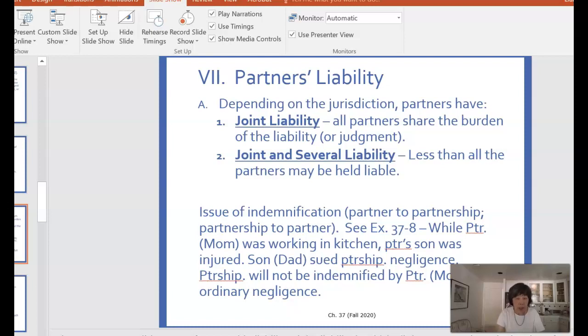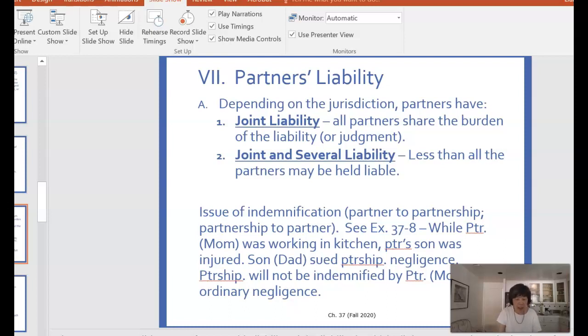If the jurisdiction, however, follows the second type, joint and several liability, then fewer than all the partners are required to be present. You don't need to have 100% of the partners participate in the lawsuit, and a judgment may be entered against whichever partners are appearing in the lawsuit. It allows those partners, after the lawsuit is finished, to go to their partners that did not participate and to seek indemnification from them.